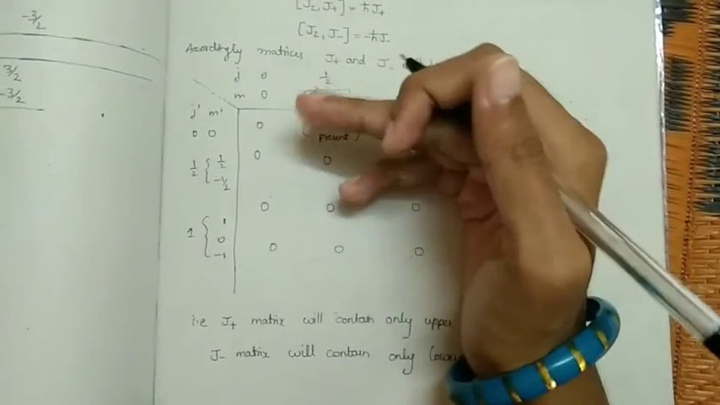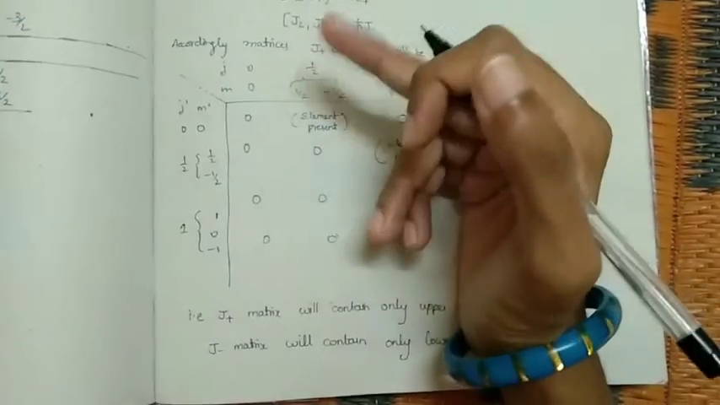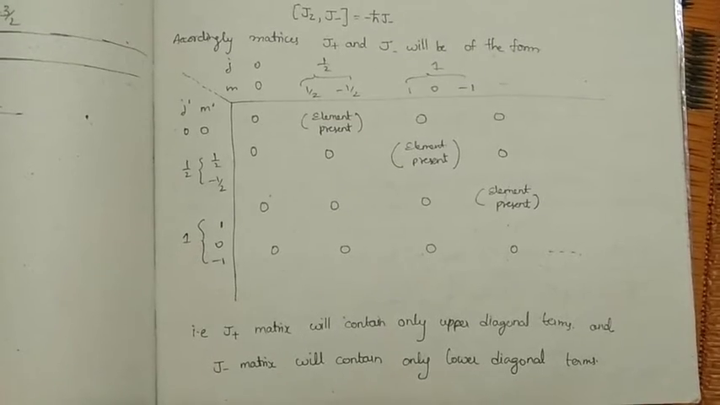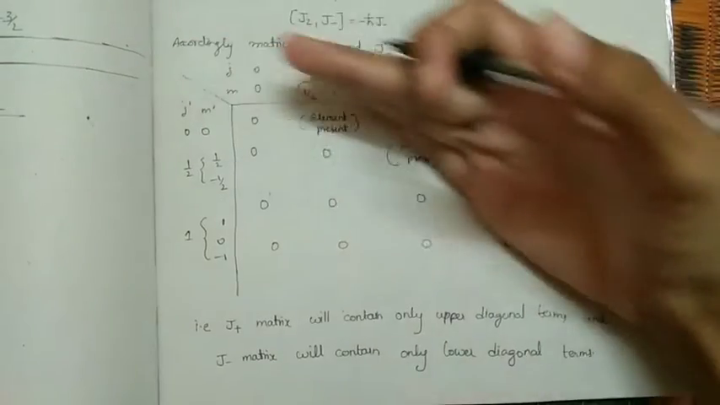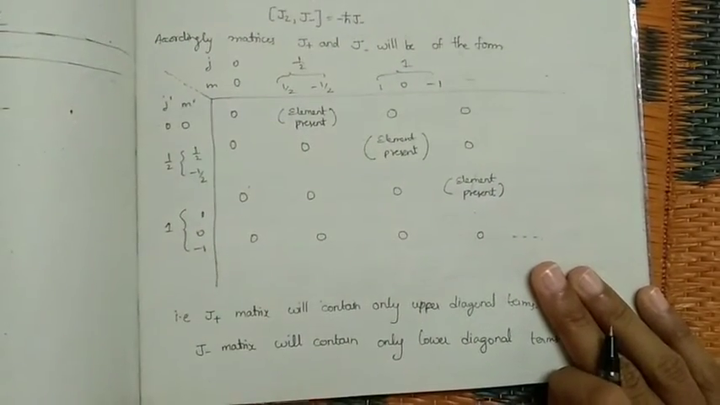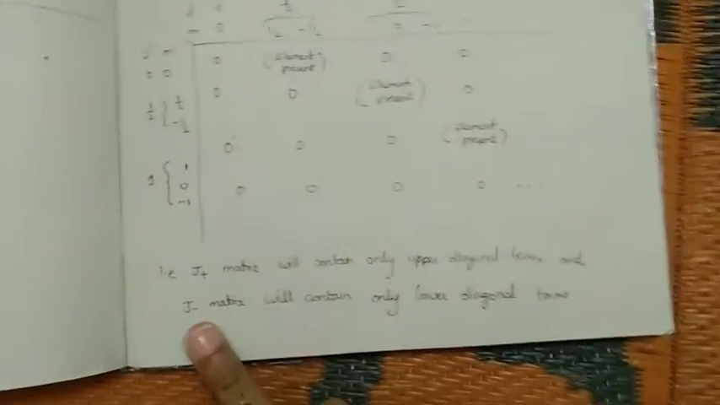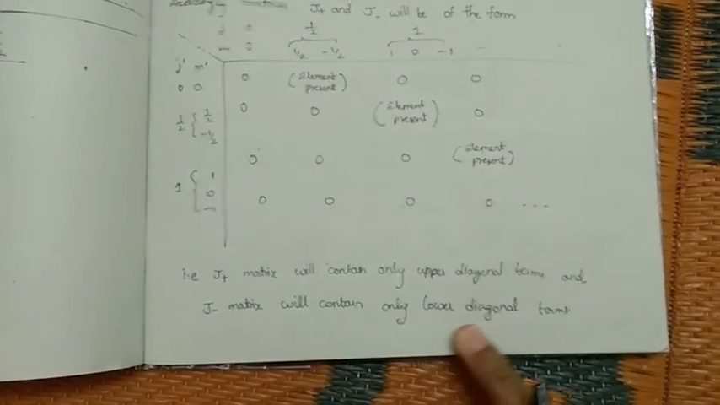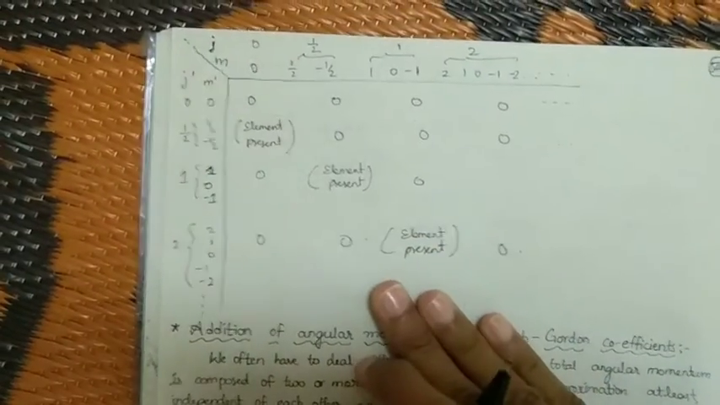Why? It means the value of m increases by 1 after the operation of J plus. We get this because m dash is equal to m plus 1, so only upper diagonal terms would be present. Why we get this, we will see with the help of an example now. Let us also see the form of J minus. The J minus matrix will contain only lower diagonal terms. So this is the form of the J minus matrix.